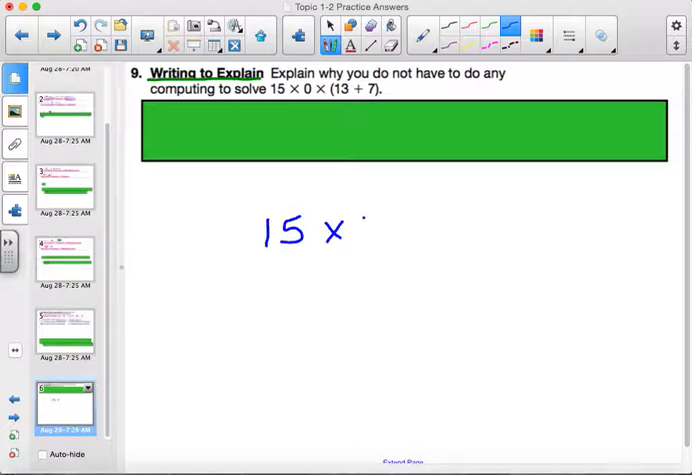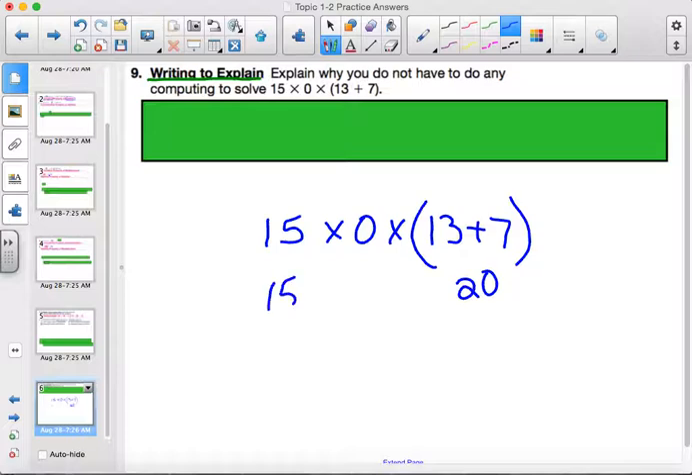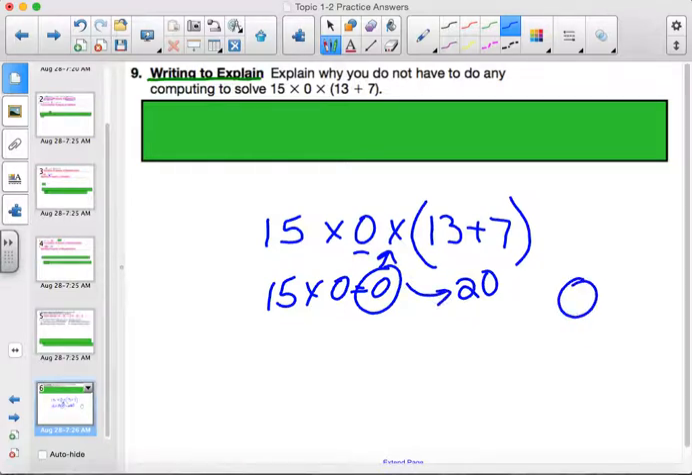So if you have 15 times 0 times 13 plus 7, they throw the parentheses in there because they know most kids are going to do this. I got to do what's in parentheses first. So you do 13 plus 7 is 20. Now I got to do 15 times 0. But if you stop and look, you say, wait a minute. Before I even pick up my pencil, I'm going to look at the problem carefully. And that's a habit we want to get into. Look at the problem carefully and ask yourself, do I even have to do anything? Well, in this case, the 0 tells you you don't have to do anything. Because 15 times 0 is going to result in 0. And now, 0 times anything else is going to result in 0. So you don't have to do any work.